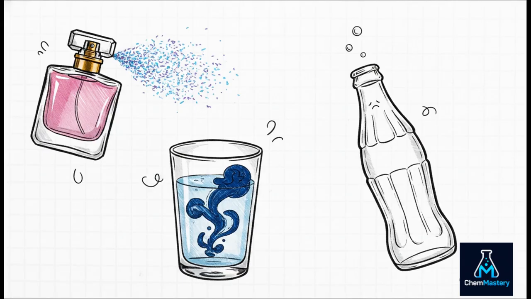When you catch a whiff of perfume across a room, you're experiencing gas diffusion firsthand, high kinetic energy particles racing to a lower concentration. When you watch food coloring slowly tinting a glass of water, you're seeing liquid diffusion navigating that microscopic traffic jam. And when you leave your soda out and it goes totally flat, you're just watching gas solubility in action as the CO2 escapes into the air.